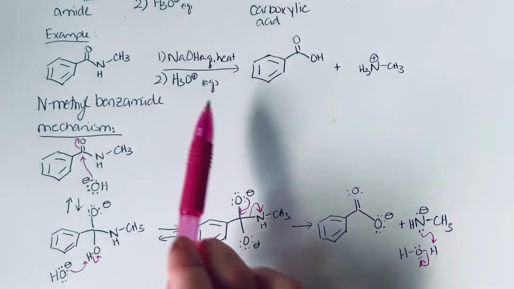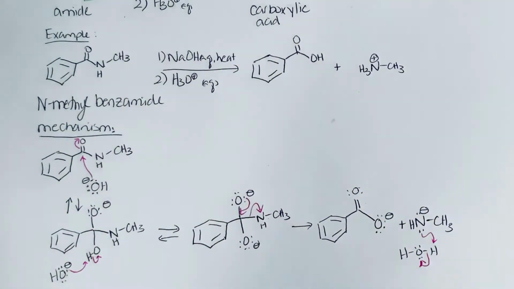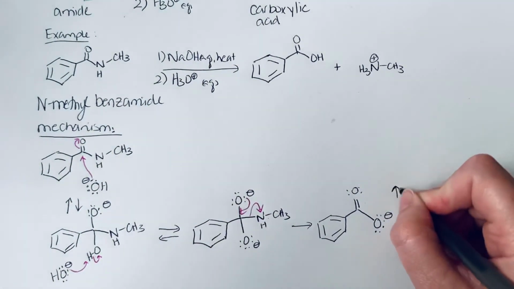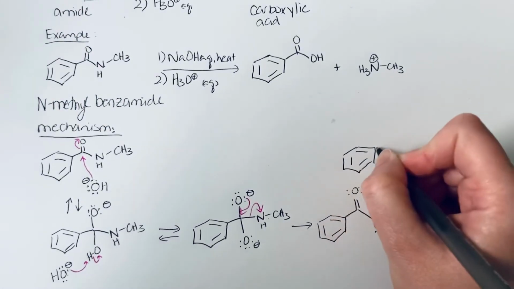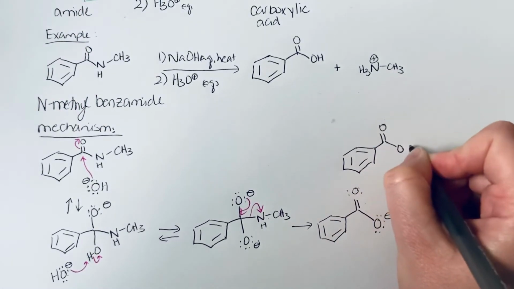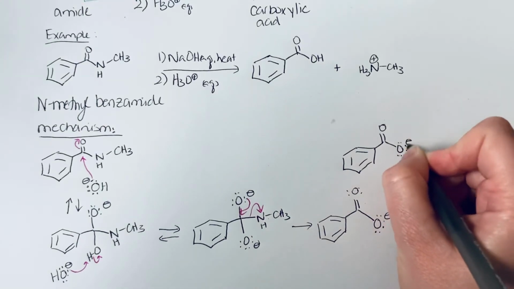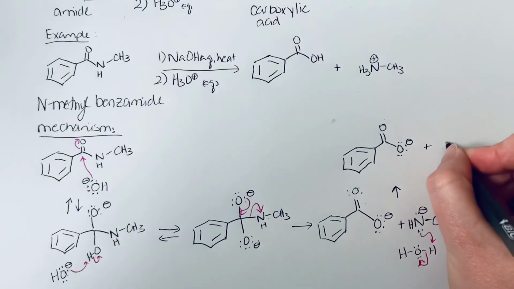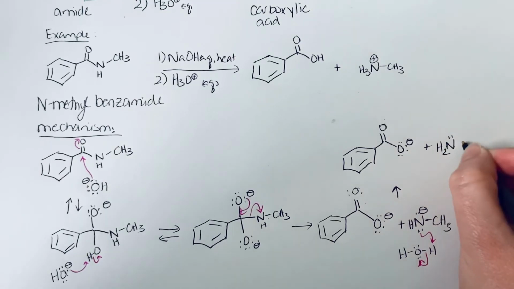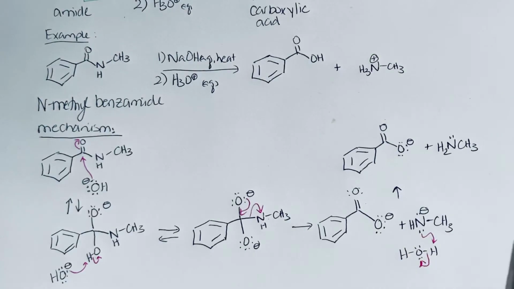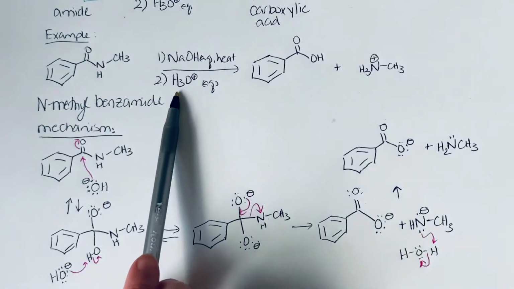would get if you did not do that aqueous workup. So this would give us just the carboxylate, and the neutral amine, so NH2CH3. All right, and so this would be the products if you did not do that second step.